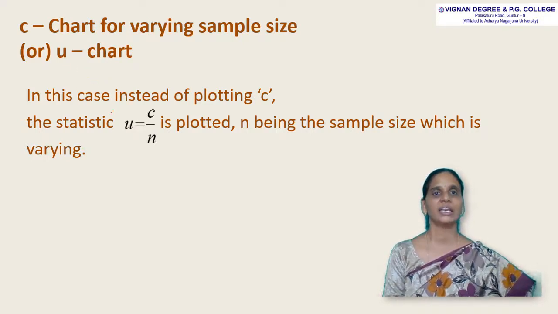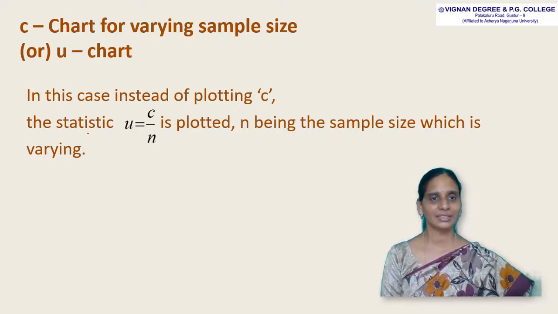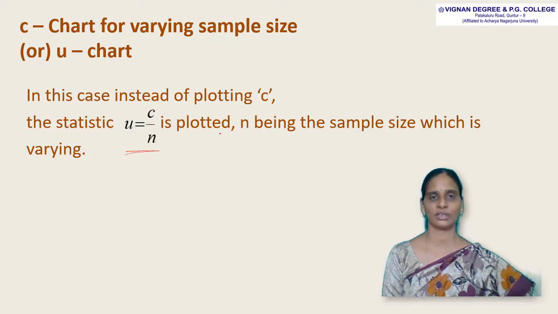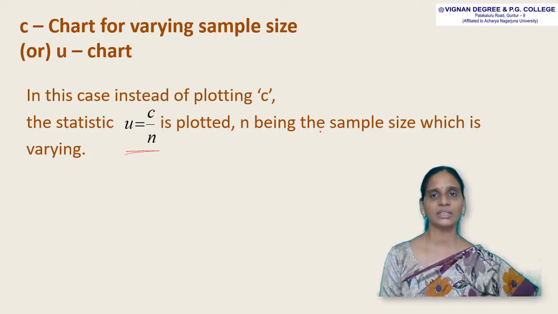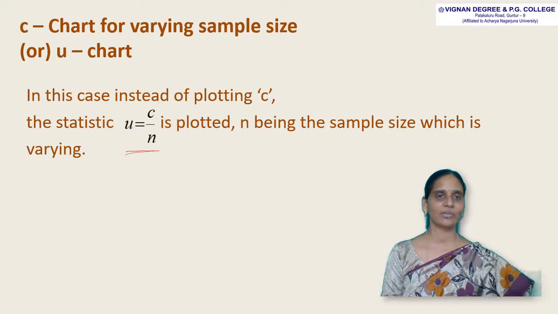Chart for varying sample sizes. This chart is also known as the U chart. In this case, instead of plotting C values, the statistic U equal to C divided by n is plotted, where n is the sample size which is varying.